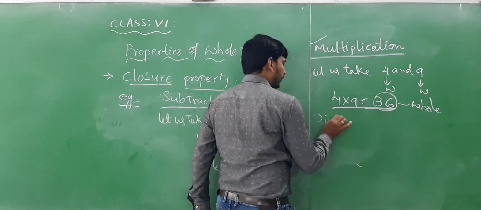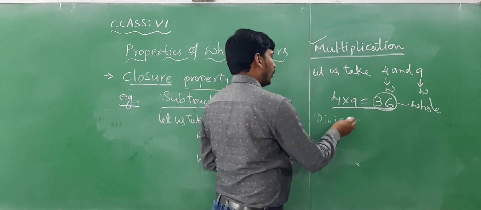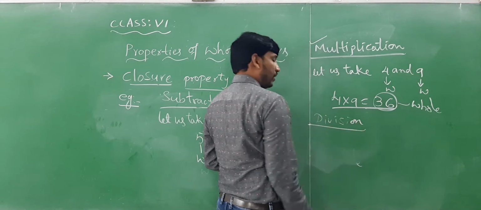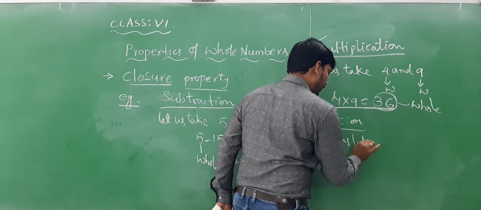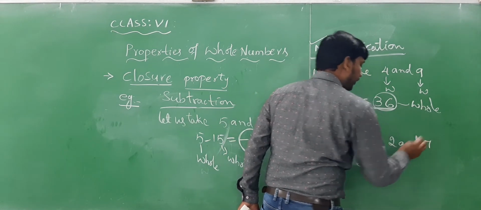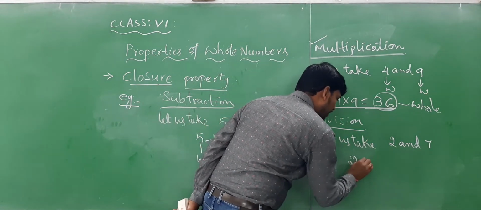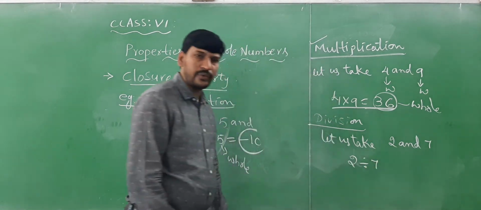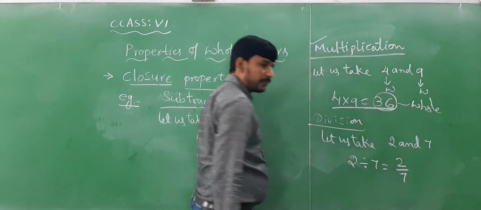So what is division? Take any two whole numbers. Let us take 2 and 7. What is the division here? 2 divided by 7. Is it possible? Can you divide 2 by 7? If you divide, you get a fraction here, 2 by 7.